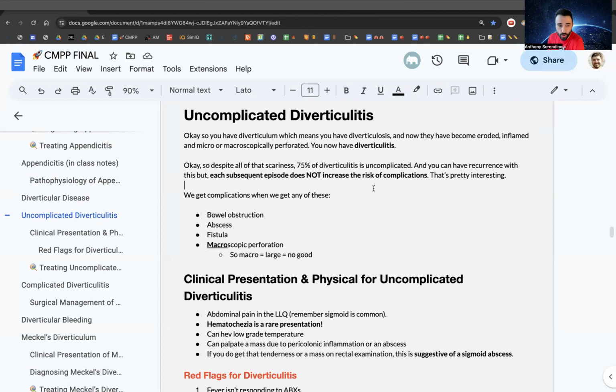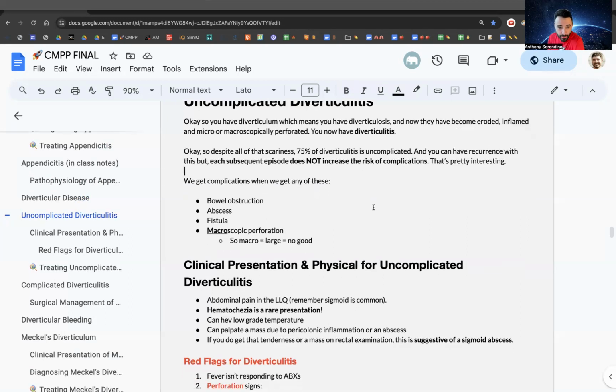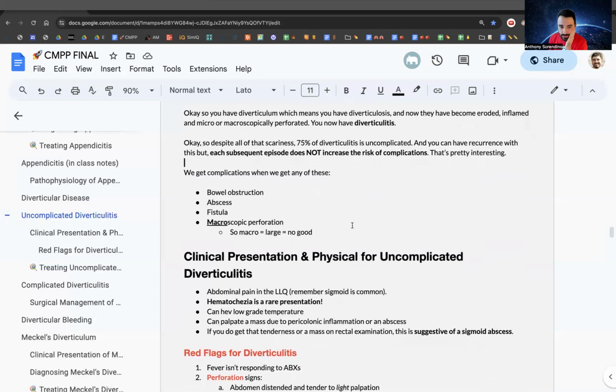So you have a diverticulum, which means you have diverticulosis. And if it becomes eroded, inflamed, or micro or macroscopically perforated, you now have diverticulitis. Despite all of that, most of these are going to be uncomplicated, but it can recur, and each subsequent episode does not increase the risk of complications. That's a pretty interesting nuance here. Okay.